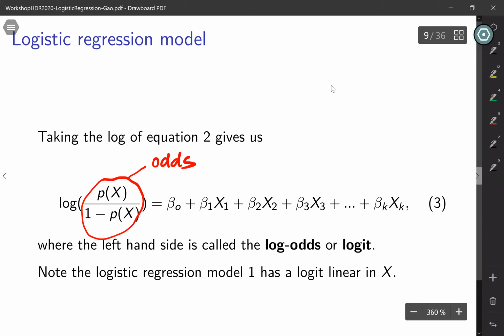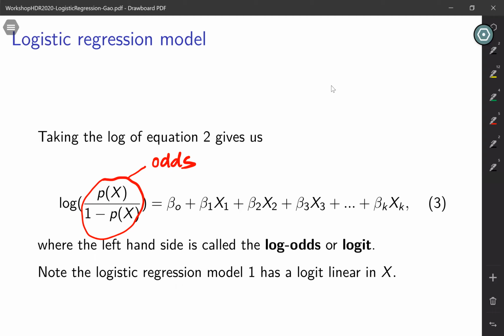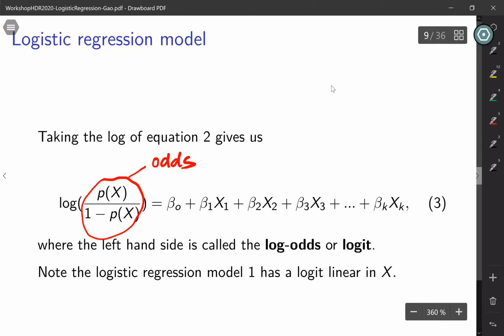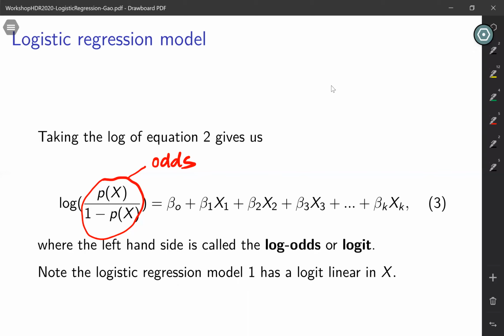Odds, simply speaking, what do odds mean? Recall odds means the probability of something happening over the probability of something not happening. So you see the bottom, 1 minus p of x. If I say p of x is the probability you are going to win the game, then 1 minus the probability of winning would be the probability that you are going to lose the game, right? So probability of winning over probability of losing. So this is called odds.